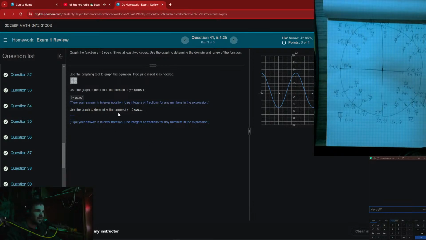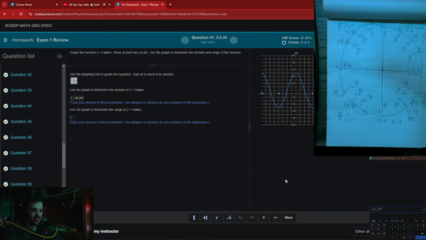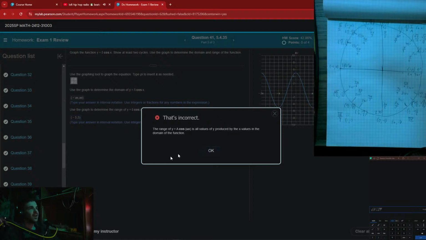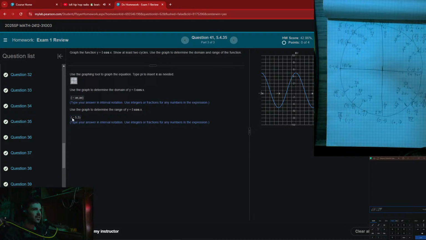Use the graph to determine the range of y equals 5 cosine x. Range is -5 to +5, right? Oh, I have to put the inclusion bracket. Gotta be it, right?